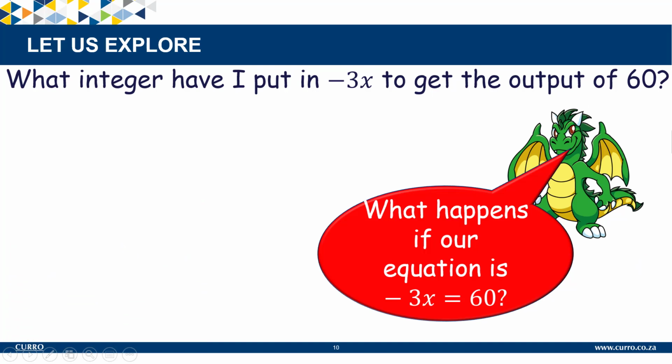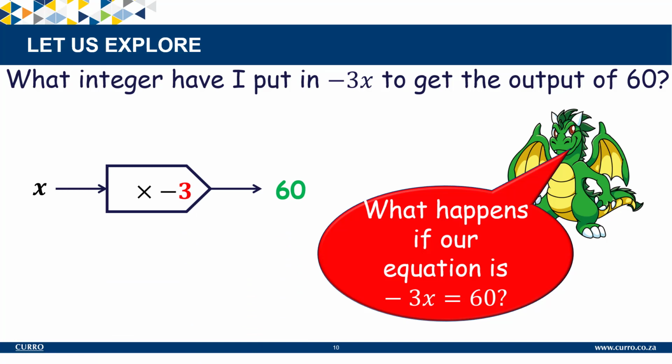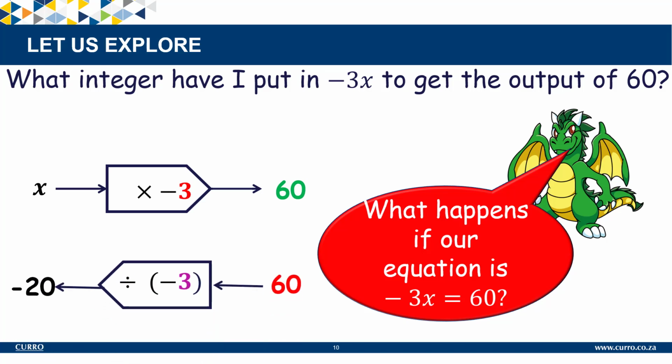What integer have I put in negative 3x to get the output of 60? So what happened to x now? We times it by negative 3, and that is equal to 60. So we start with 60, but divide by negative 3. And the answer is negative 20. So let's check our answer. Is negative 3 times negative 20 equal to 60?